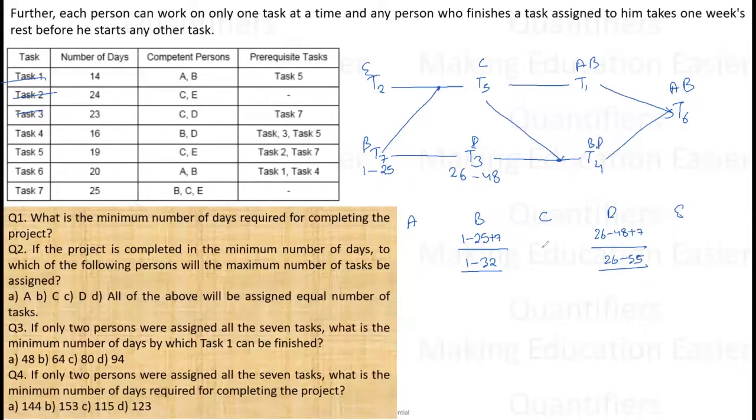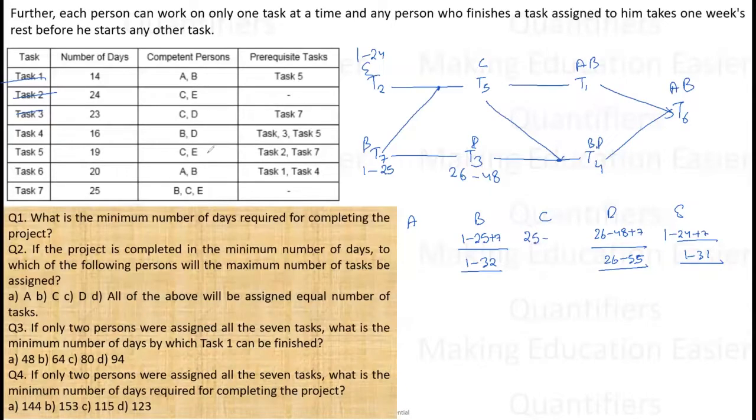Okay. Now, let's think about C. Task 2 was done by E, and it requires 24 days, which means 1 to 24. It is completed on 24. So E is busy from 1 to 24 plus 7, 1 to 31 days. Okay, so C can start the work from 25th day.